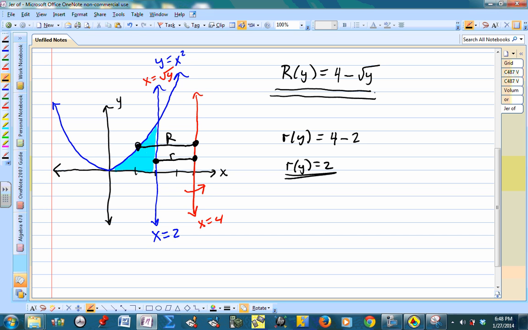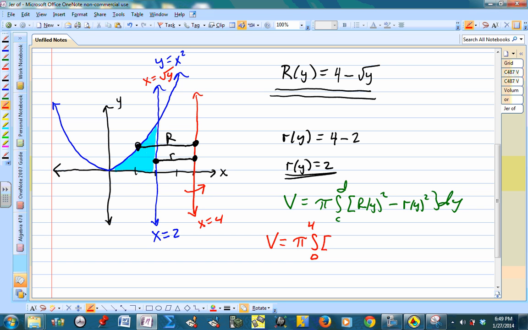Okay. Now let's set up our volume integral. Remember, the volume is going to be pi times the integral from c to d of big R of y squared minus little r of y squared dy. So let's get specific. In this case, our volume is going to be pi times the integral from 0 to 4. Remember, the bottom of our shaded region is at y equals 0. The top, the highest point of our shaded region, is at y equals 4.